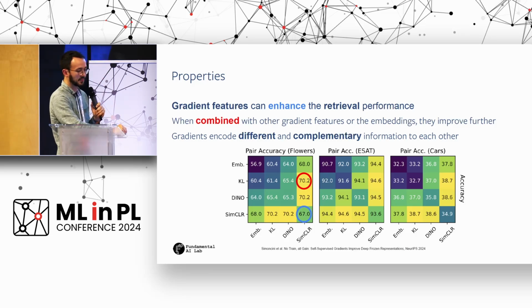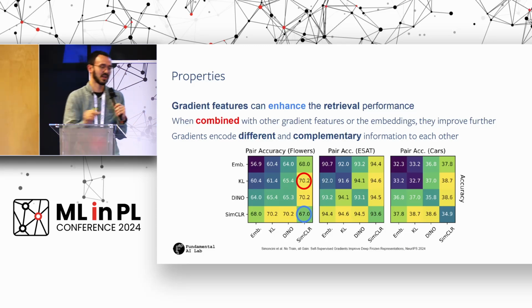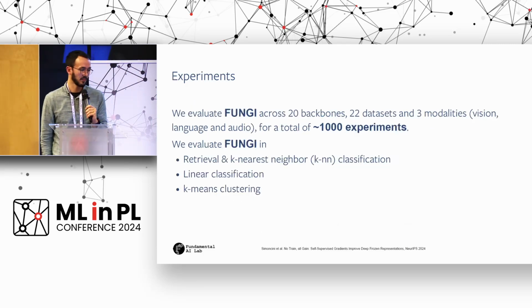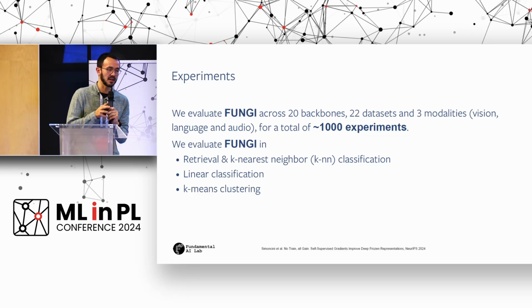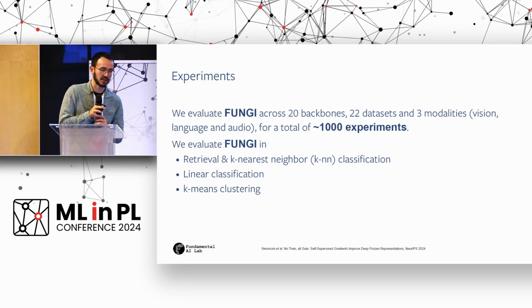So, for example, in this case, SimCLR plus KL works actually the best compared to SimCLR alone or SimCLR plus embedding. So there's quite some useful information contained even in the gradients alone. Even if you don't store the embedding, you can actually get really good features out of the gradients. All right, and we have quite an extensive experimental suite: 20 backbones, 22 datasets, and across vision, language, and audio, for a total of 1,000 experiments.